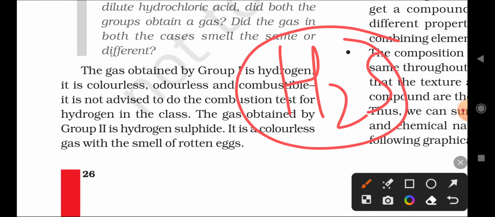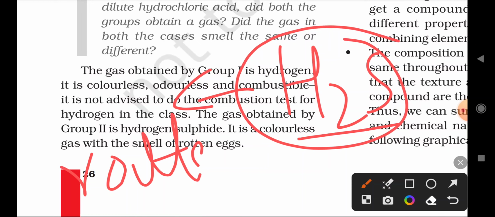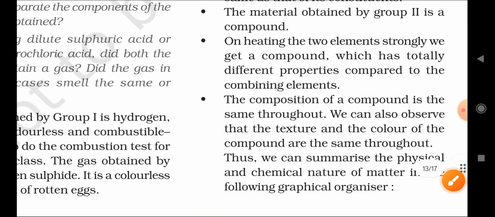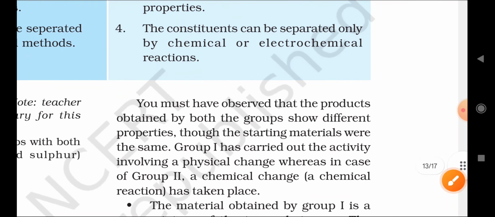Hydrogen sulfide is also colorless, but it has what smell? The smell of rotten eggs. When an egg spoils or rots, that smell is similar to the smell of hydrogen sulfide. Okay, these are two different properties obtained by group 1 and group 2.